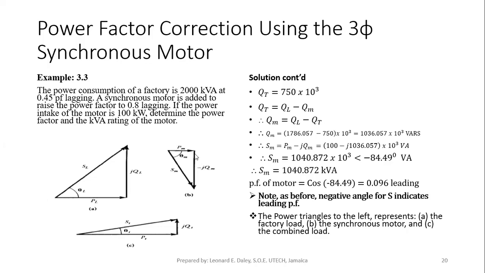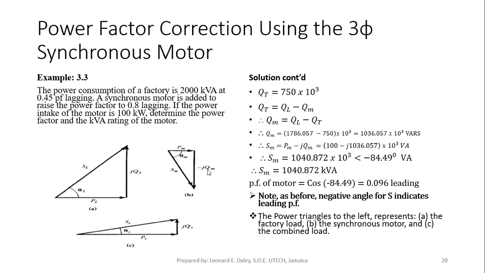For the motor, QM is pointing vertically downwards on the J-axis, so it's a minus J-axis. So if you sum the two of them, you will get QT. So QT is QL minus QM. So the sum is summing a negative number, right?